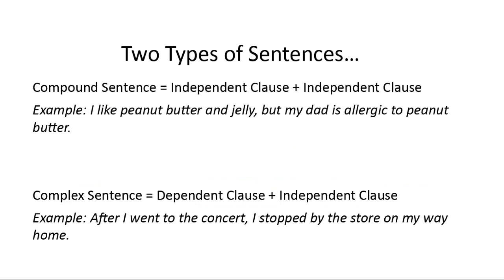So here are our two types of sentences, an example of each. That's not to say that these are the only two types of sentences there are. These are the only two types that we've talked about. So we've got a compound sentence, which is an independent clause and an independent clause. An example would be, I like peanut butter and jelly, but my dad is allergic to peanut butter. And then we have complex sentences, which are dependent clause plus independent clause. So, after I went to the concert, I stopped by the store on my way home.